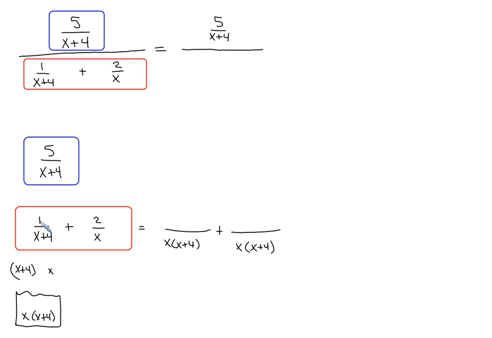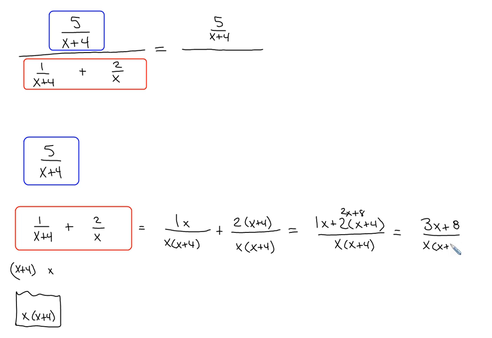Just like last night. What's new on the bottom of the first one? X. We already had a 1 on the top, so we get 1x. What's new on the bottom of the second one? We already had a 2, and now we glued an x plus 4 onto the bottom, so we need to glue it onto the top. Now we're going to put those together before we distribute. Which now this becomes 2x plus 8. So altogether we get 3x plus 8 over x times x plus 4. Is everybody with me on that? This then goes here.